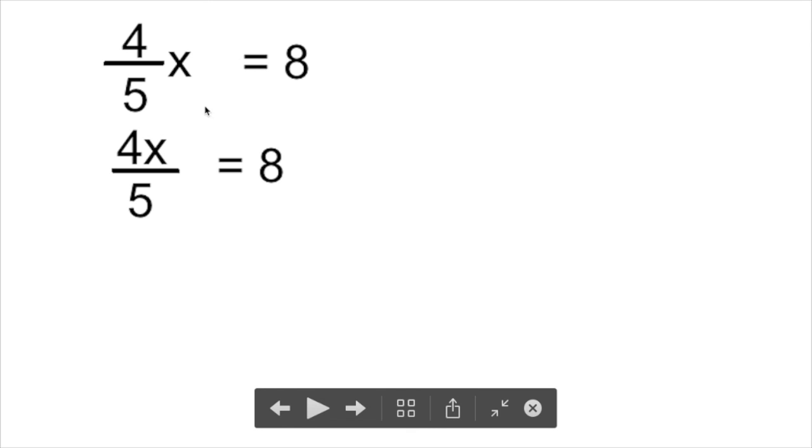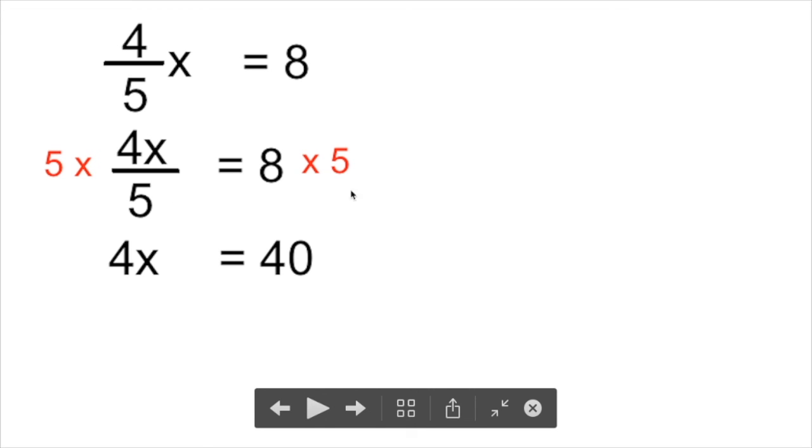So here we also have two operations, and according to BEDMAS, division and multiplication have the same level, so we can get rid of either one of those. So we'll get rid of the division first, 4x divided by 5. So we'll multiply by 5. Since we're dividing by 5, we can multiply by 5, but multiply both sides by 5. The 5 and the 5 cancel out, and you're left with 4x on this side, and then 8 times 5 will be 40.